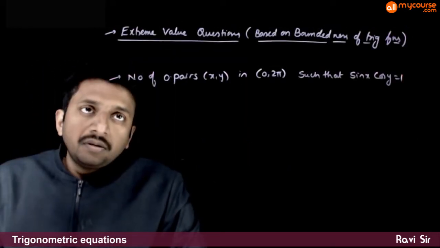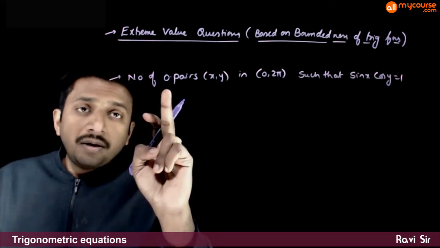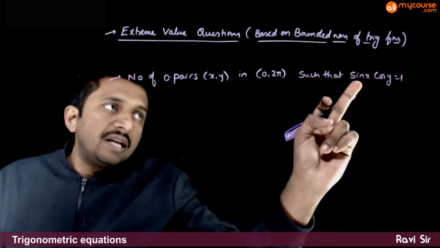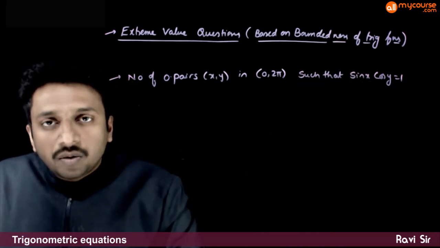So in this question, you're asked to find the number of ordered pairs x comma y in the open interval 0 to 2 pi such that sin x into cos y is equal to 1.